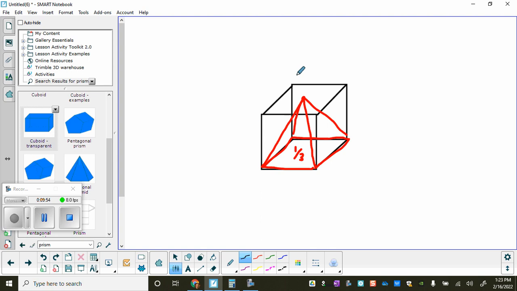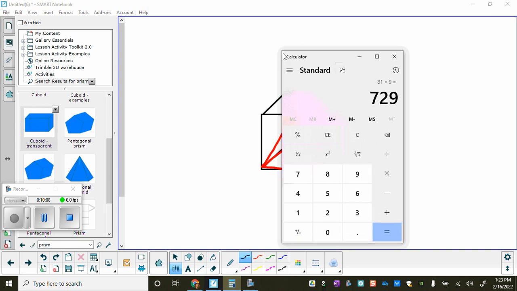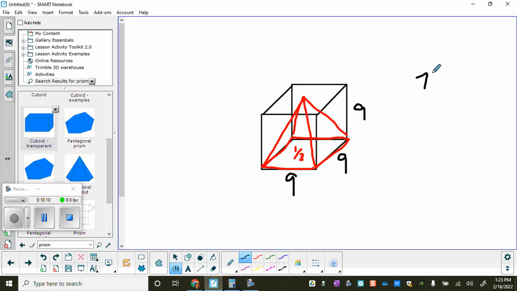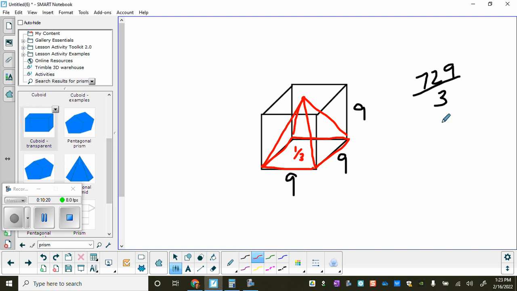So if I tell you that there's a cube out there, let's say it's 9 by 9 by 9. The cube is going to hold 9 by 9 by 9. So the cube holds this much. And then the prism, if I divide it by 3 for the pyramid, that would be 243. So the pyramid is a third of it.